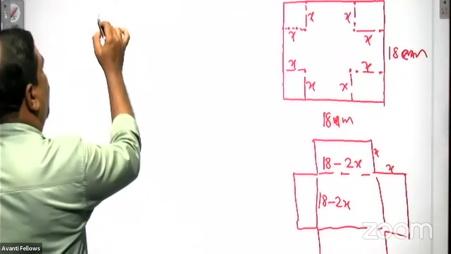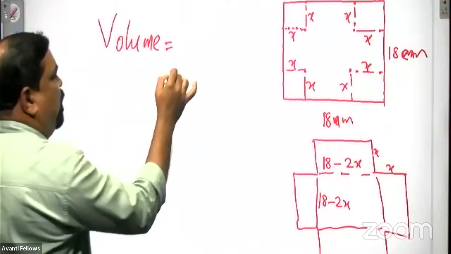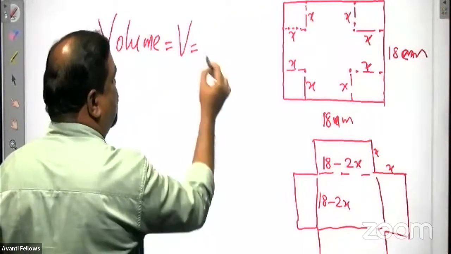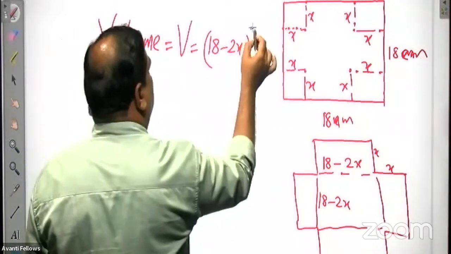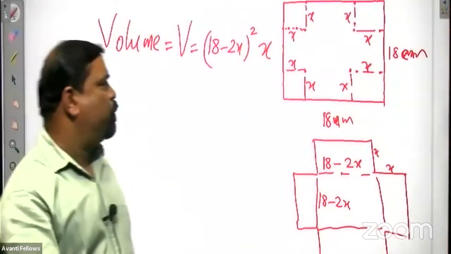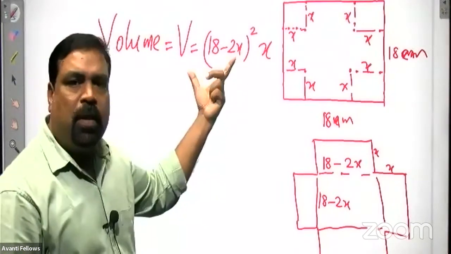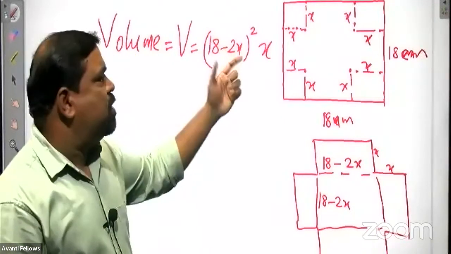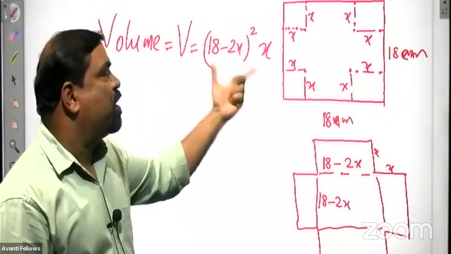So what is the volume? Volume of the box, let us take it as V, is equal to length into breadth into height. Length is 18 minus 2x, breadth is also 18 minus 2x, and height is x. So V equals 18 minus 2x into 18 minus 2x into x. This is the volume of the box actually. Now, this is very clearly some function in x. Now the question is how to maximize this function.